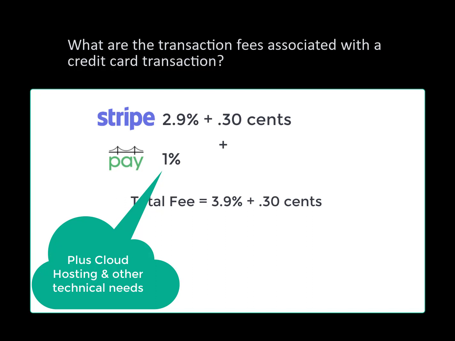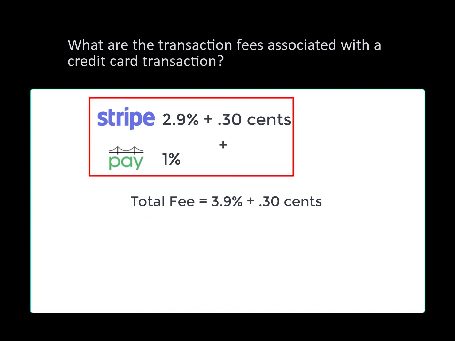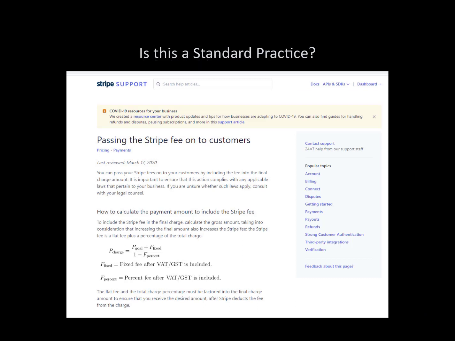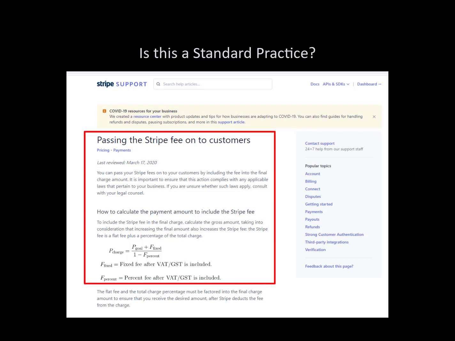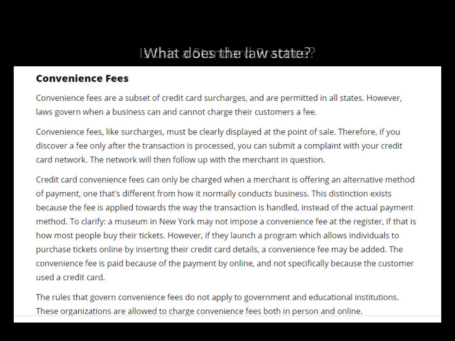So what we do is we fuse Stripe's transaction fee with our transaction fee to get a total transaction fee of 3.9% plus 30 cents. This is a very standard practice among credit card transaction charges. In fact, Stripe even has on their website a section dedicated to how to calculate the transaction fee or the convenience fee, and this is public knowledge. They have the blueprint. They show you how to implement and calculate the convenience fee. So there's really nothing unorthodox about this practice.